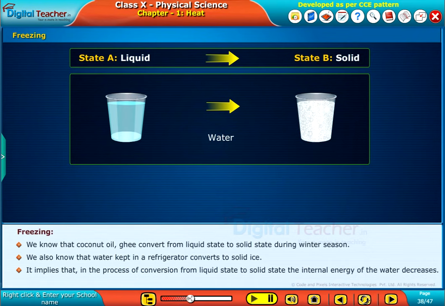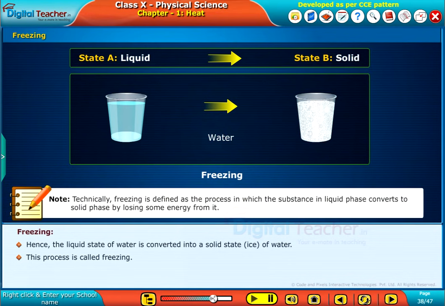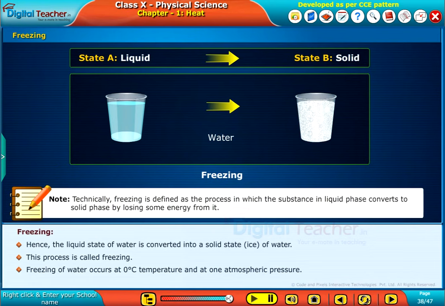It implies that in the process of conversion from liquid state to solid state, the internal energy of the water decreases. Hence, the liquid state of water is converted into a solid state, ice. This process is called freezing. Technically, freezing is defined as the process in which a substance in liquid phase converts to solid phase by losing some energy. Freezing of water occurs at 0 degrees Celsius temperature and at 1 atmospheric pressure.